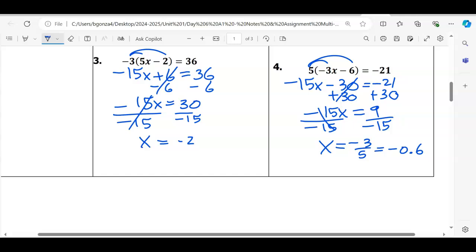And number 4 is on there too. Number 4, you get a fraction answer, which is fine. You can turn it into a decimal if you want. I'm going to give you all a minute to get these down, and then we're going to do the backside, and we'll be done with the numbers part.